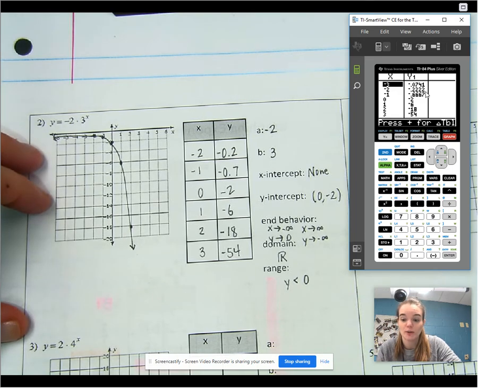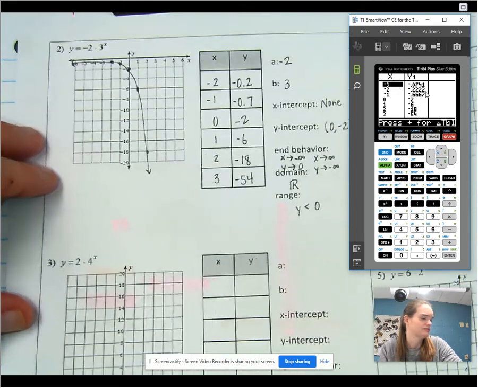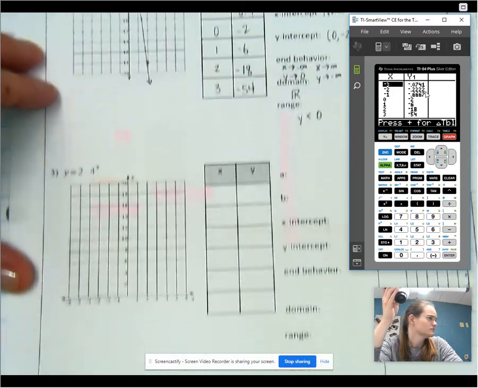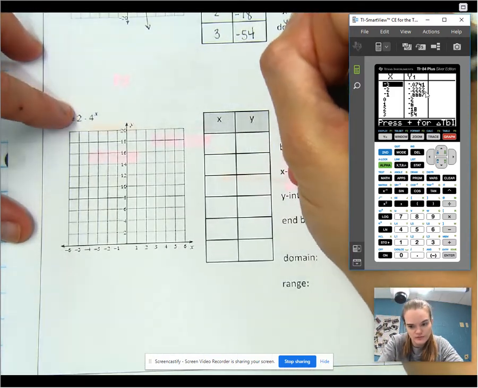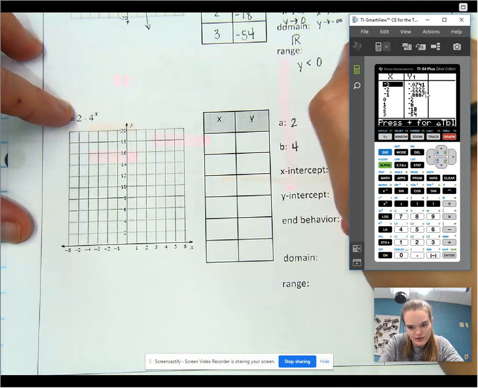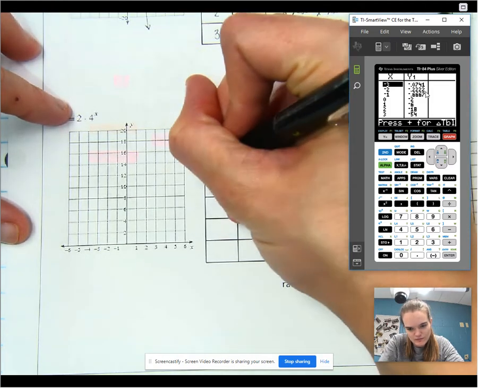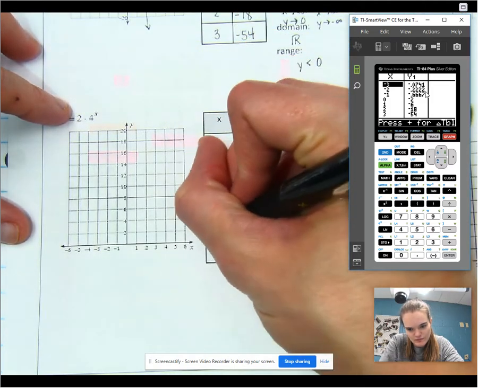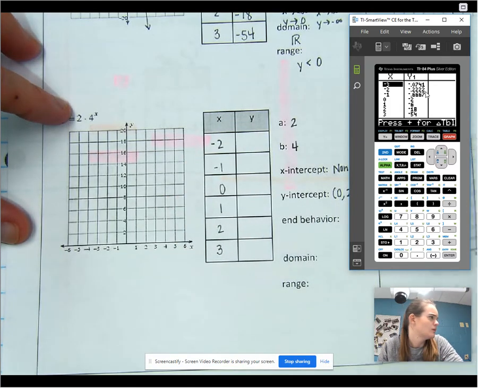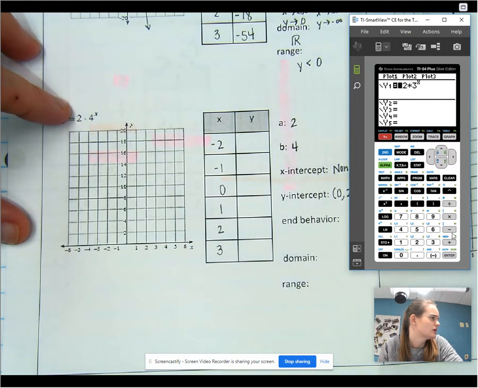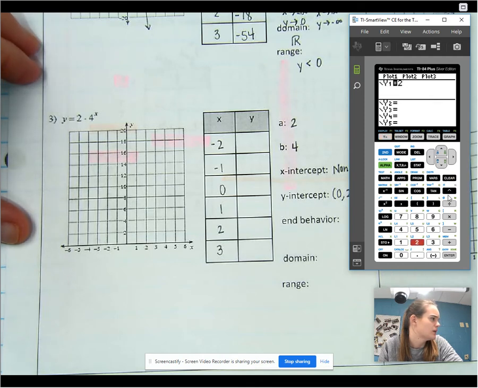We're going to do number 3, then I want you to pause the video and do the others. A is 2, B is 4, the x-intercept is none, the y-intercept is A. Y equals, clear this out, 2 times 4 raised to x.